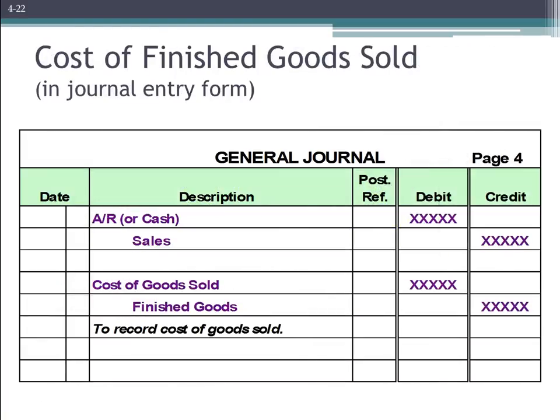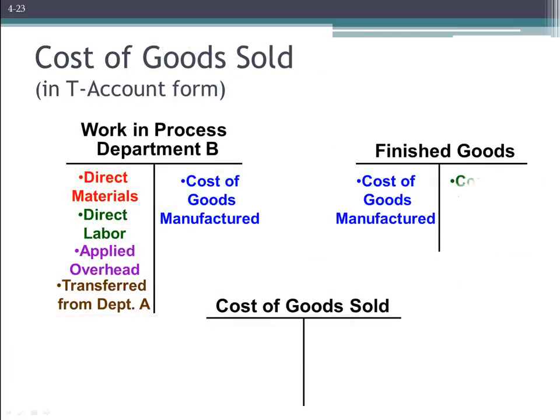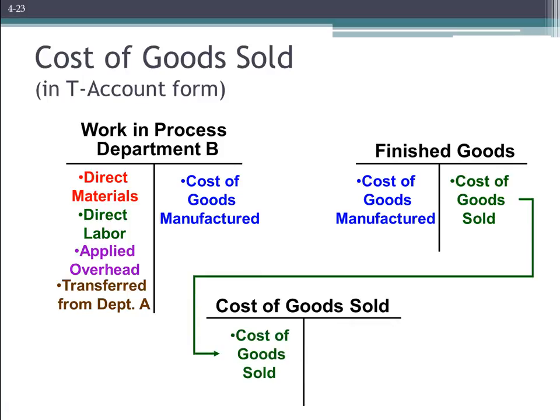And finally, of course, once we sell the goods, nothing new here. Of course, we're going to be crediting our revenue account, which is sales, and debiting the cost of goods sold account for the appropriate amounts, thereby matching our expense with the revenue that the expense itself helped generate. Nothing new there. Costs flow right through to cost of goods sold once they are sold out of our finished goods inventory account.